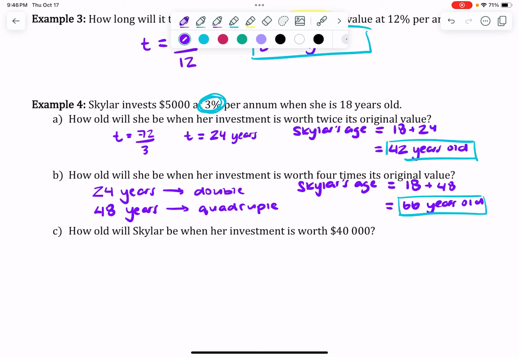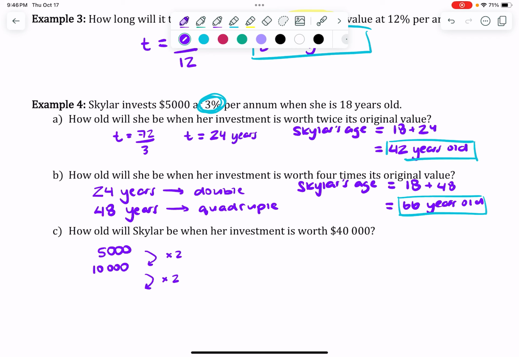Now, let's take a look at this. If Skylar started at $5,000, how much will she have if she doubles it? So after those 24 years, that's right, she's going to have $10,000. Just so that you know, when I'm picturing me asking you these questions, I picture you all enthusiastically screaming it out loud to a projector.